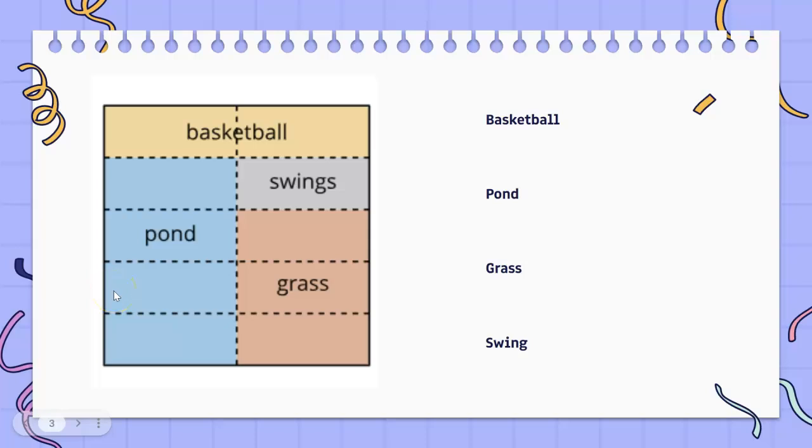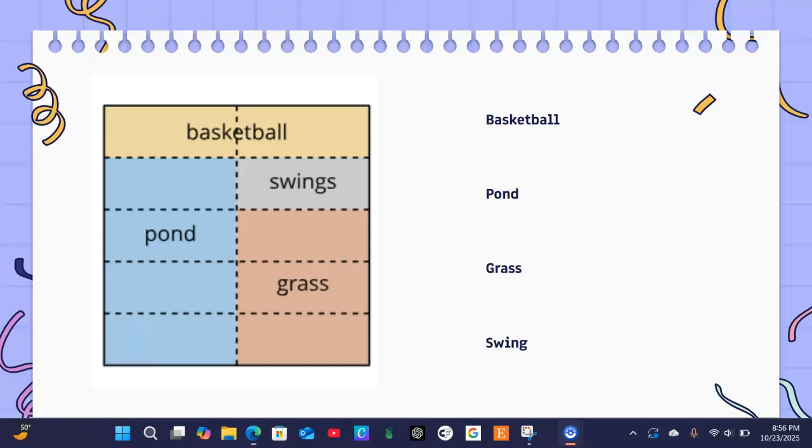All right, so here's an image that is going to be representing a playground. As you can see on this diagram, this playground has many different things that you all engage in, like basketball, swings, the grass area, and even a pond. Now, what we have to do is take a look at this whole area as one whole for the playground. This is one whole.